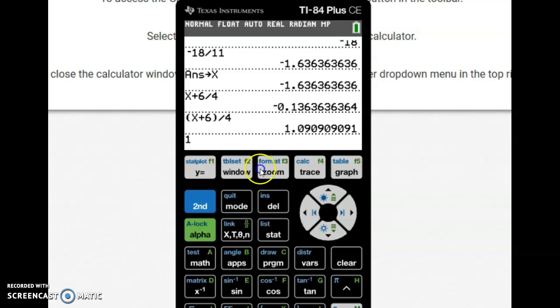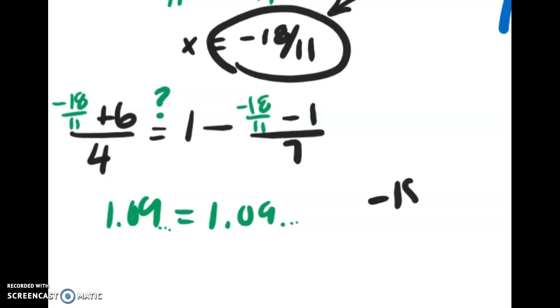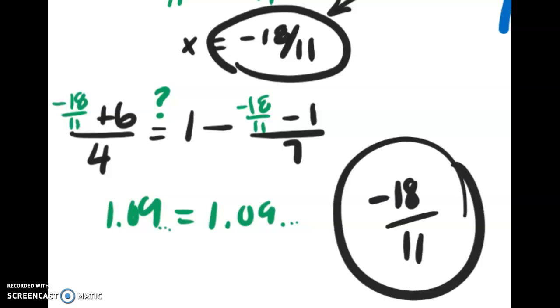That is the correct answer on the left side. Now I'm going to go to the right side and make sure that I get 1.09 on the right side. So 1 minus, and then again I'm going to do x with the parentheses around it, x plus 1 divided by 7. And I get the same thing for both sides. Then I can say for sure that I did this correctly. Since I got 1.09 here, and I got 1.09 here, I know there were more numbers there, but just doing approximation, I can say that negative 18 over 11 was the correct answer.